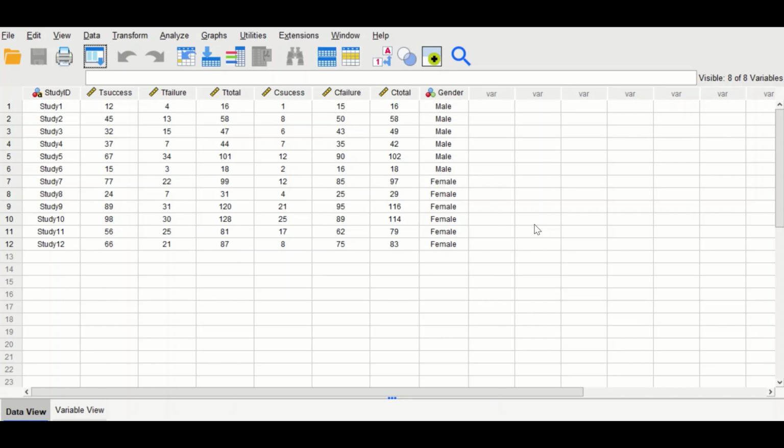Here in the SPSS data view, I have inserted data from 12 independent research studies that address the same scientific research question. So the studies are labeled from 1 to 12 in the column or variable labeled as study ID. The other variables or columns are the ones for the treatment, T for treatment, and C for control.